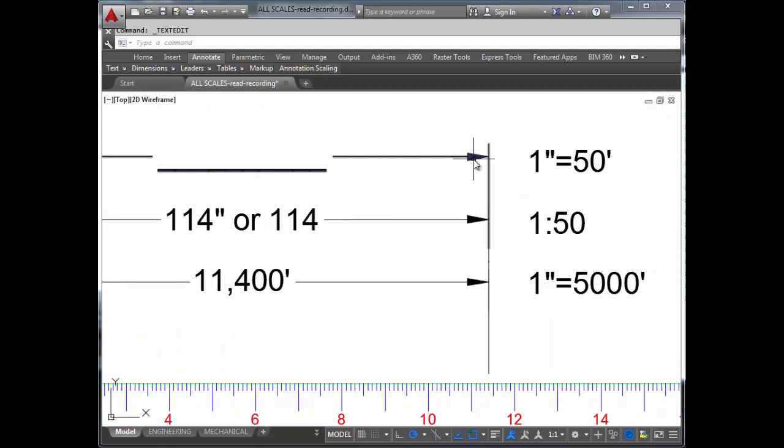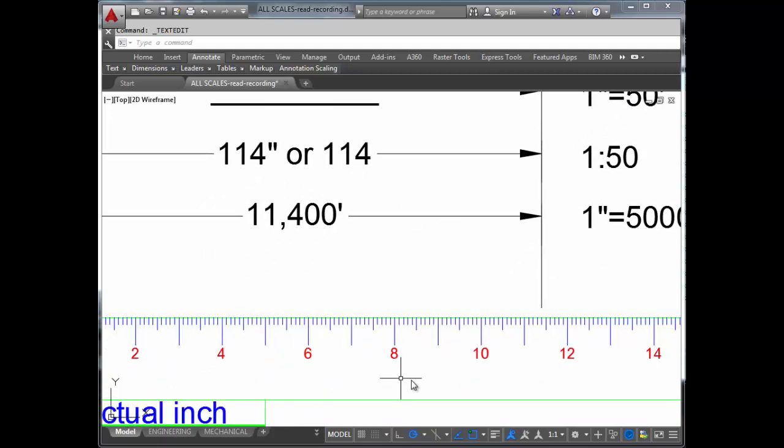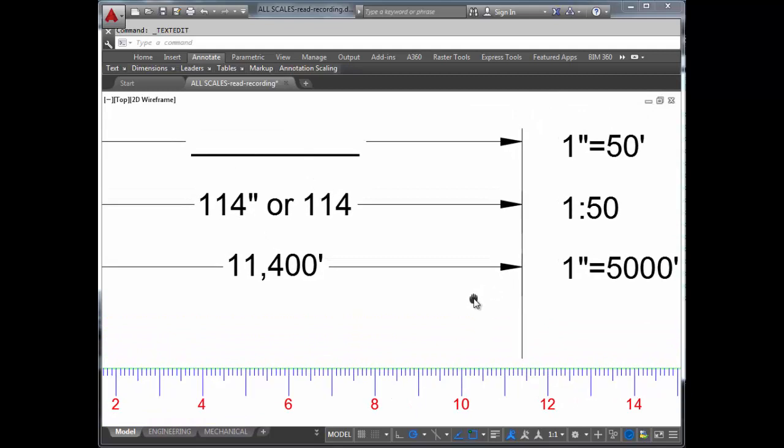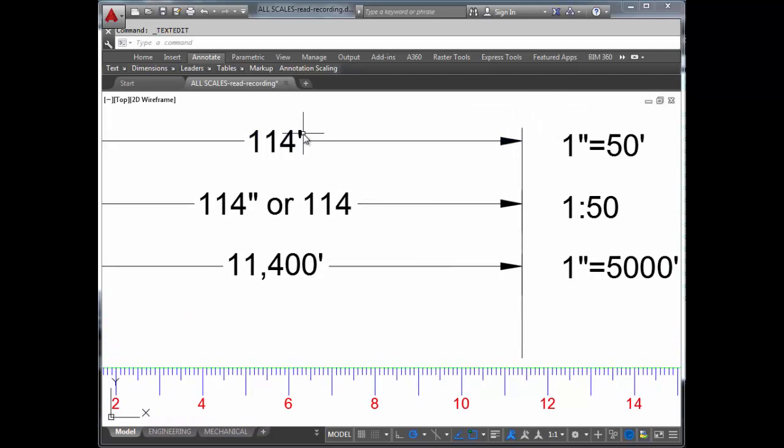For the last dimension, we're assuming 1 inch now is equal to 50 feet. This is 50 feet. This is going to be 114 again, but we have to make sure to put the foot mark after that. This has to have the foot mark in place. Otherwise, we could have an answer that reads 114 or 114, and we don't know if it's in feet or inches. Because of the nature of the scale, we know that we're working in feet as actual size, so the foot mark has to be there for this scale to be correctly read.